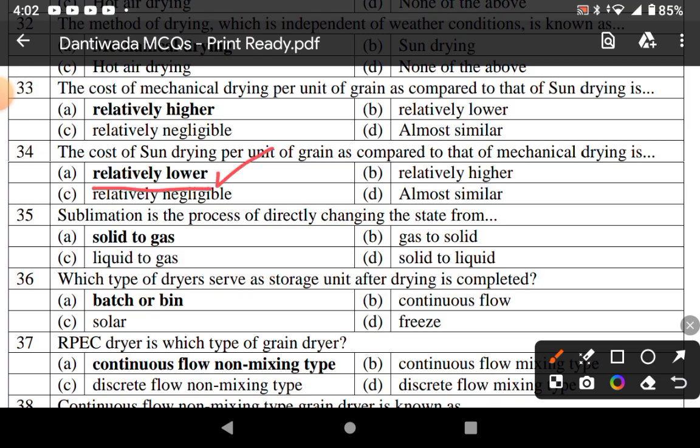Sublimation is the process of direct changing from the solid state to gas. Which type of dryer serves as a storage unit after drying completion?